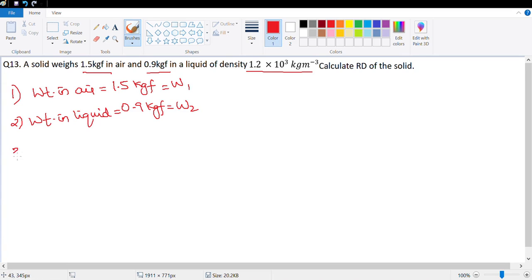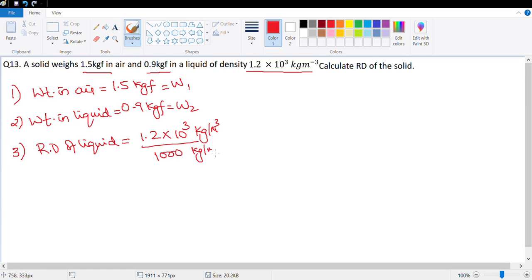And in the formula, I'll need the relative density of the liquid. So relative density of liquid would be equal to 1.2 into 10 to the power 3 kilogram per meter cube upon the density of water, which is 1000 kilogram per meter cube. So this and this gets cancelled. So relative density of liquid is 1.2.